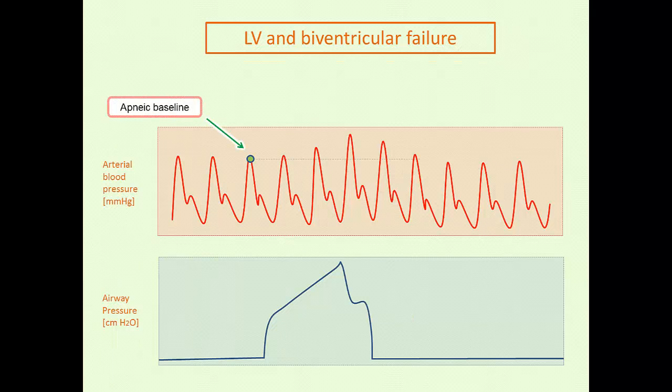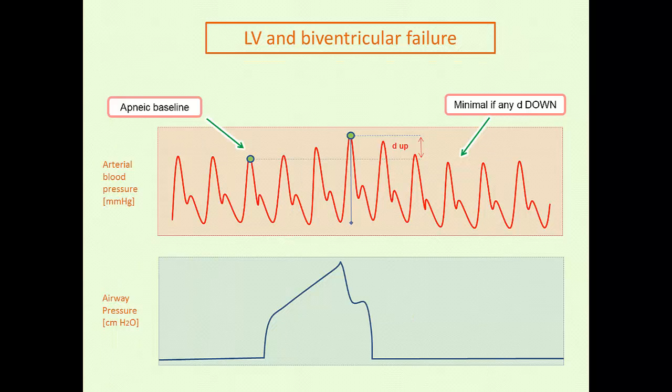If this is the apneic baseline, they may have a D-up, but they'll have minimal, if any, D-down, because there really is not a decrease in their right ventricular output during the inspiration, which is then reflected later during expiration as a D-down. Although there are caveats to that as well.